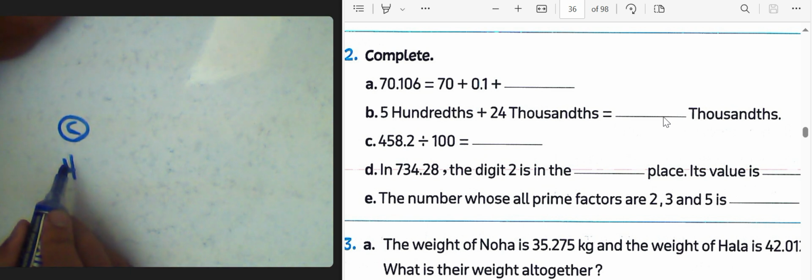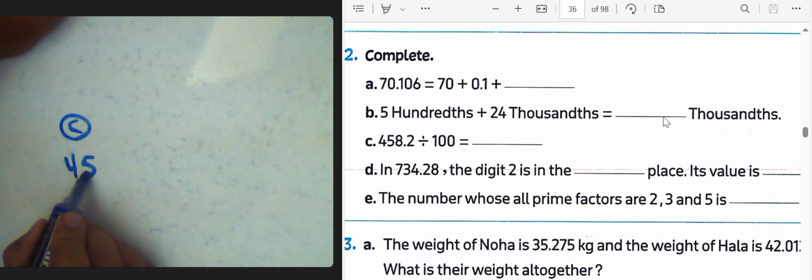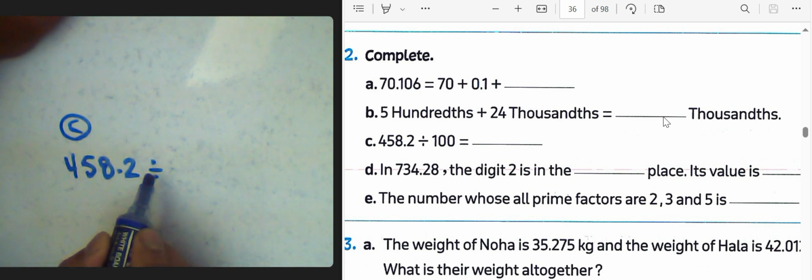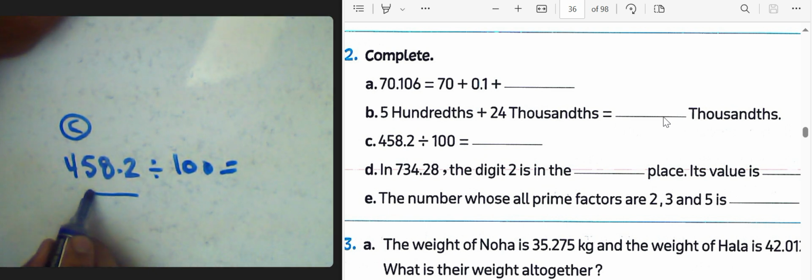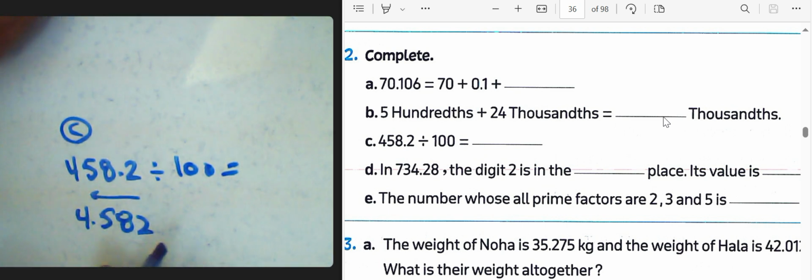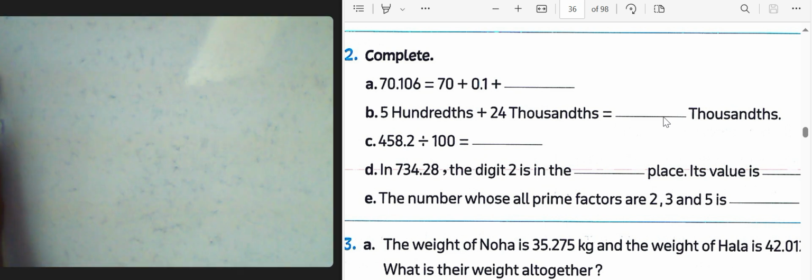We have 458 and 2 tenths divided by 100. We must move the point left hand side by 2 places. 4.58 and 2. That was letter C. Letter D.